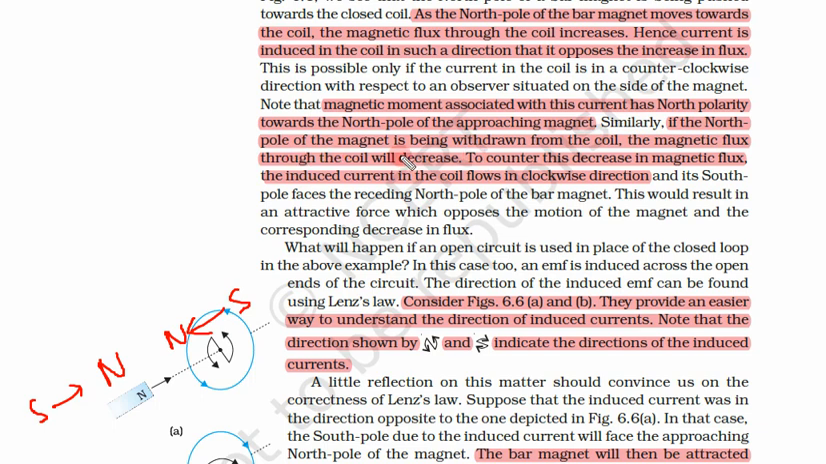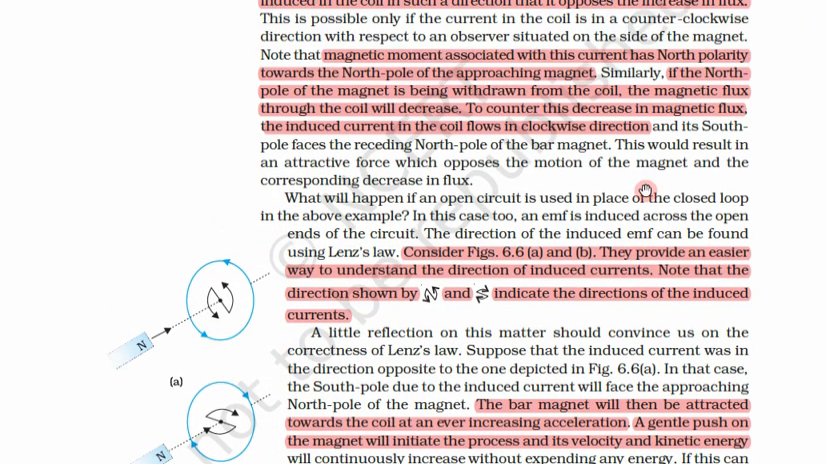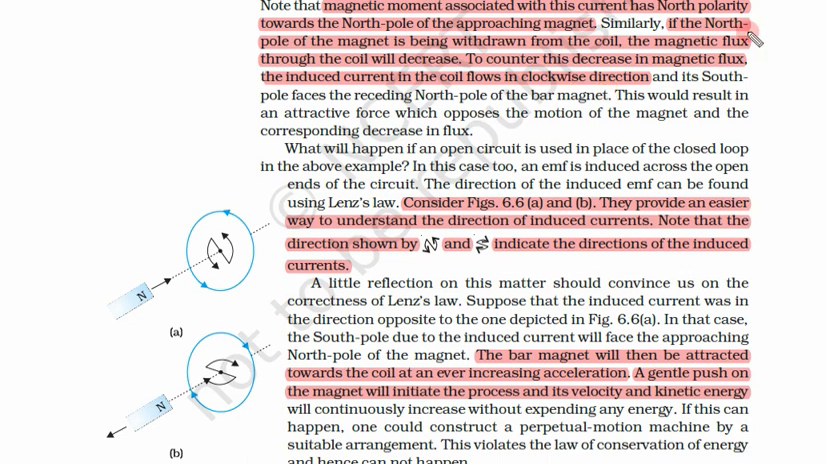Similarly, if the north pole of the magnet is being withdrawn from the coil, that means the second case. Let us see the second case. Now in the second case, if the north pole of the magnet is being withdrawn, that means we are taking it away, the magnetic flux through the coil will decrease. So now the magnetic flux is decreasing because the north side is moving away. To counter this decrease in magnetic flux, the induced current in the coil flows in clockwise direction. So now the current will flow in clockwise direction.